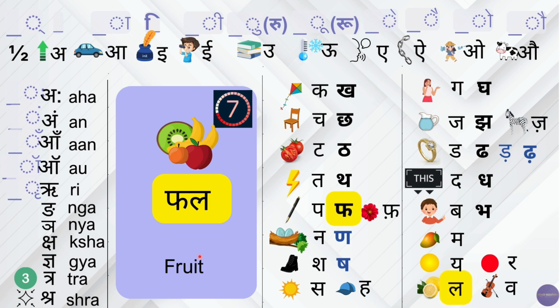This word means fruit. Pen, p, and this is the forceful sound of p, that is p, and lemon, l. So it's p plus l, phal. Phal. We pronounce this as phal.